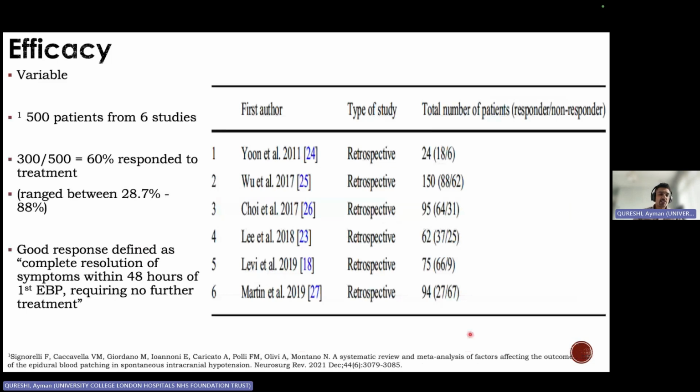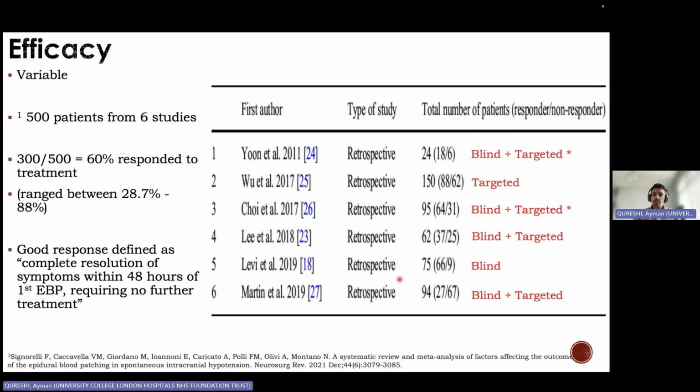This is a separate meta-analysis from this group, and they looked at 500 patients from 6 different studies, quite similar to the one that we just saw. 60% responded to treatment. Here, a good response was defined as complete symptom resolution within 48 hours of the first blood patch, requiring no further treatment. So they had a definition for what a good response was.